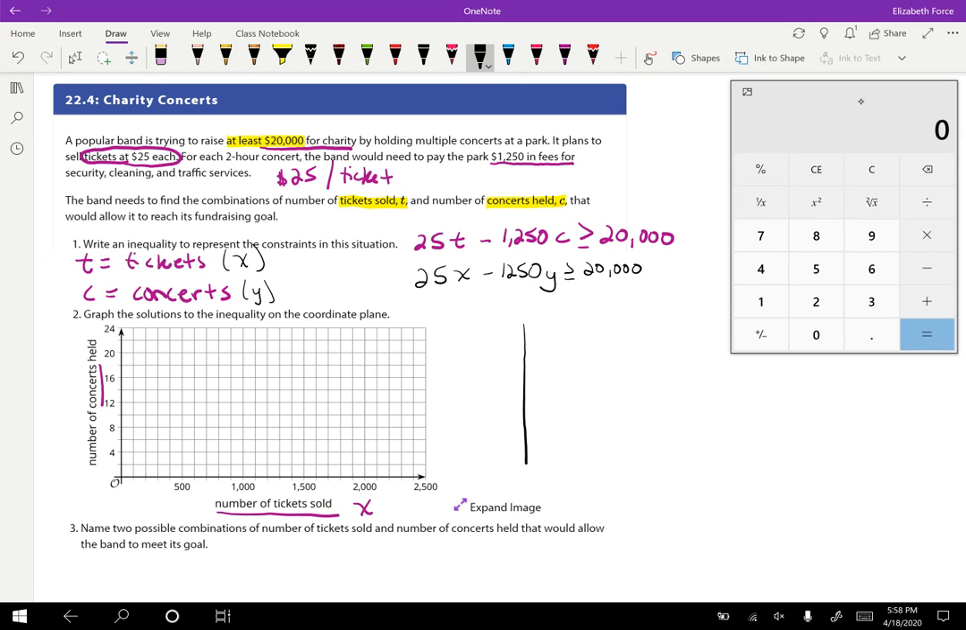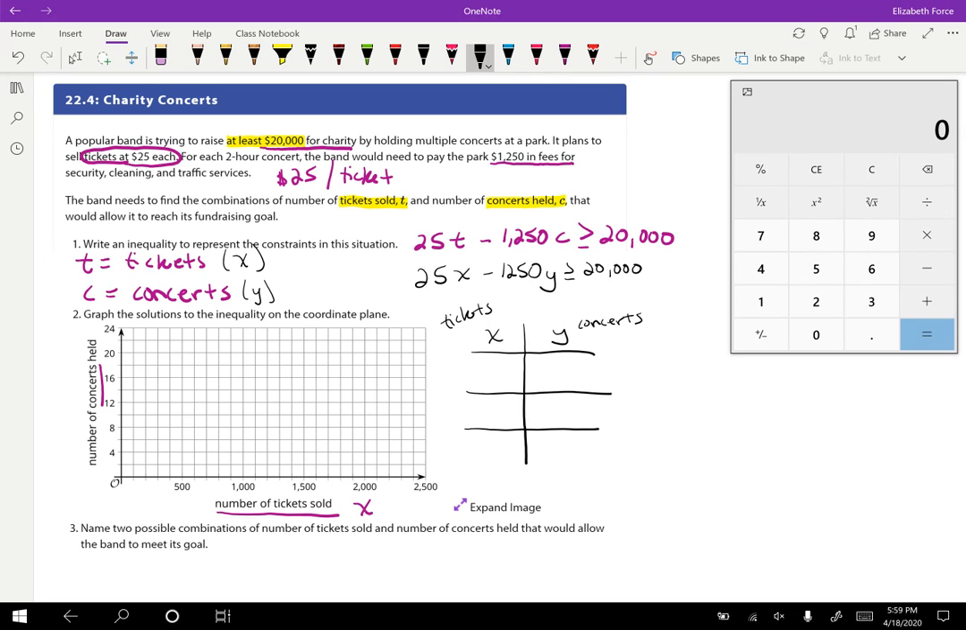So don't forget, one of the big points of this lesson is that the easiest way to graph your line when you do not have it in y equals mx plus b form is to actually find the intercepts. So x is representing tickets, and y represents concerts. This is kind of tricky though, because if I don't sell any tickets, then my y-intercept is all the way down there at 0 or even in the negative.